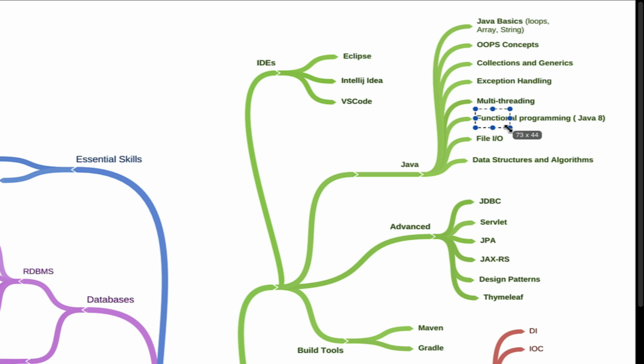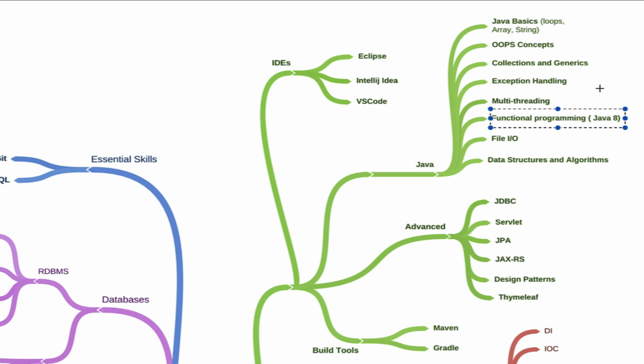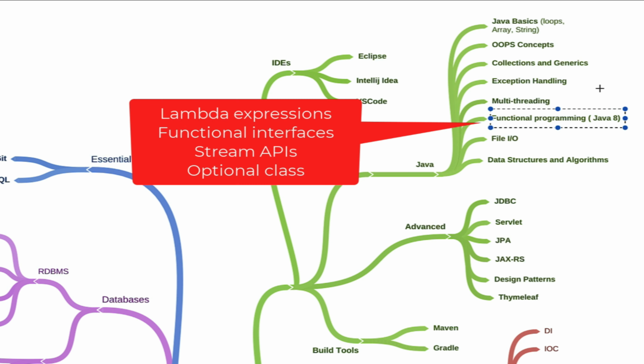Next you need to learn functional programming in Java. Java 8 basically introduced functional programming in Java. You know the Java 8 features like lambda expressions, functional interfaces, stream APIs, and the Optional class. All these Java 8 features introduce functional programming in Java. So go ahead and learn Java 8 features like lambda expressions, functional interfaces, stream APIs, Optional class, so that you learn how to do functional programming in Java and how to use these features in your real-time Java project development.